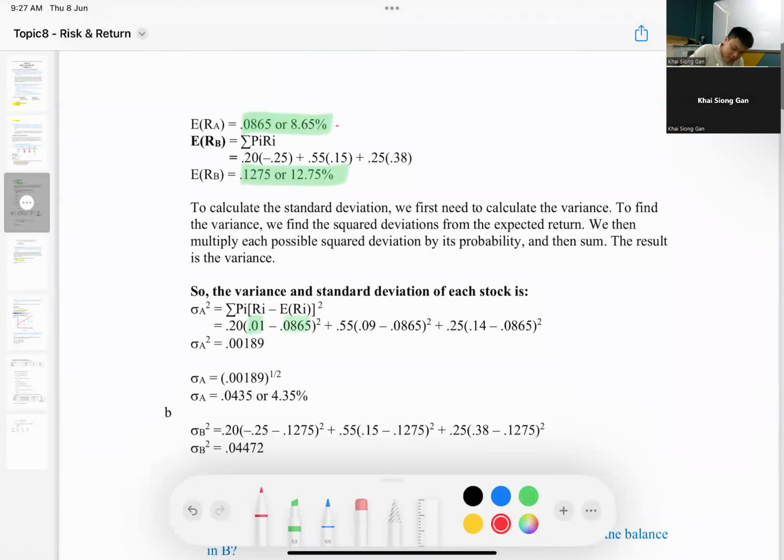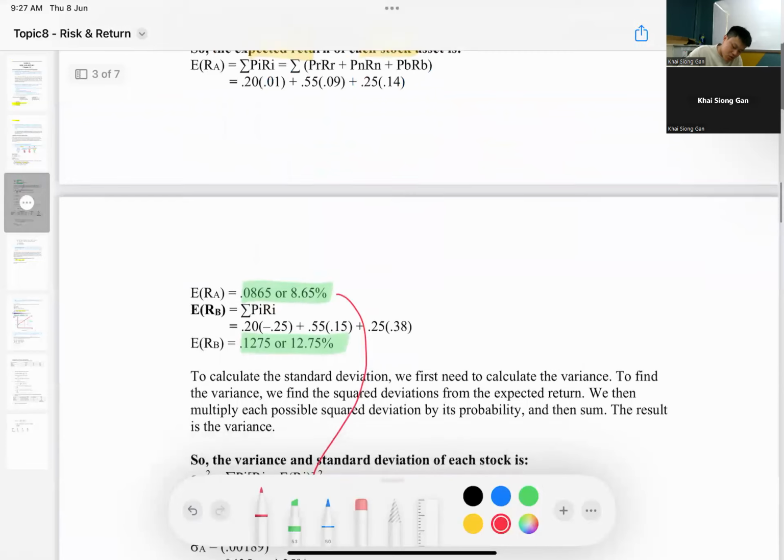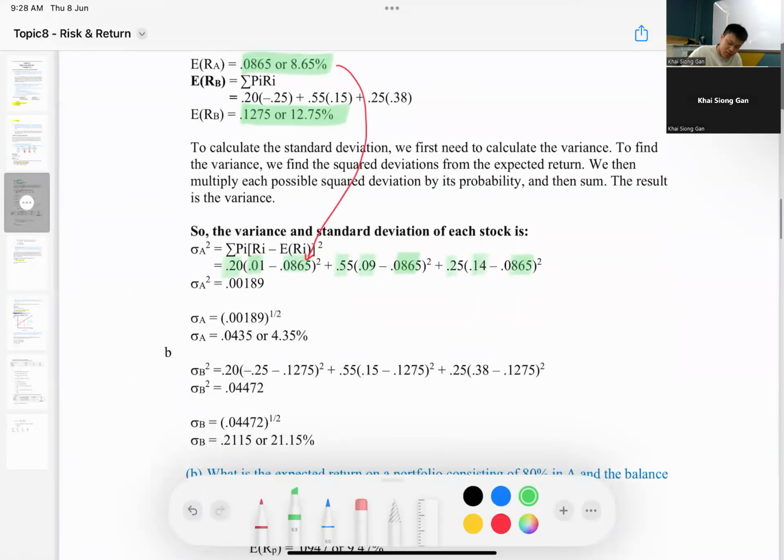I get it from here. Okay, so where do I get individual return? From the table. Okay, from the table just now. So therefore, probability times the answer that you get. Okay, same thing here. Probability times the difference. Okay, the individual return and the expected returns. Remember, don't forget the square as well, and then do the same for the rest as well.